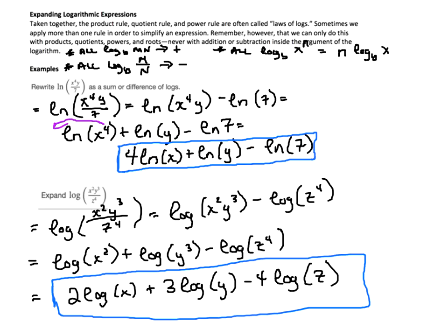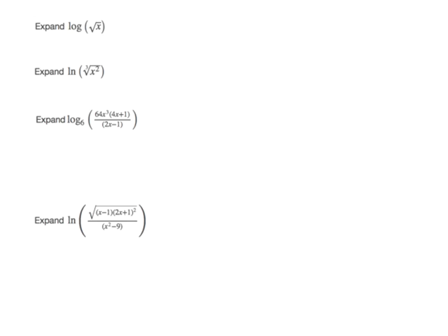It's like unpacking a box or putting a puzzle together, something like that. Okay, continuing, just expanding here. Here I have the log of the square root of x, and we don't ever want roots showing up in our logs. We want to change those to rational exponents. So this is the same thing as the log of x to the 1/2 power. That power comes out front, and I get 1/2 times the log of x.